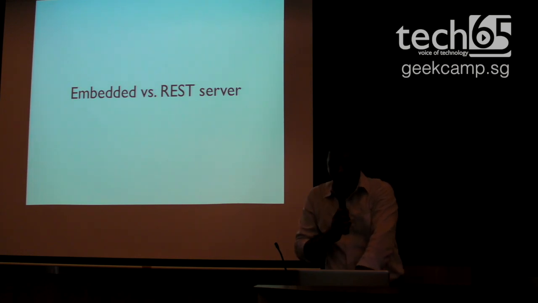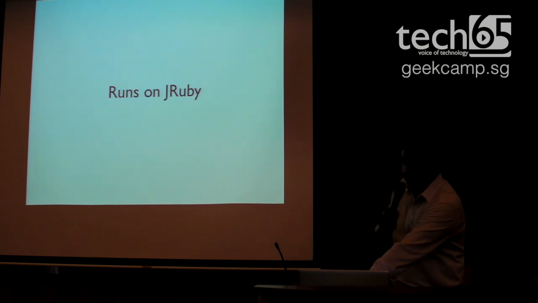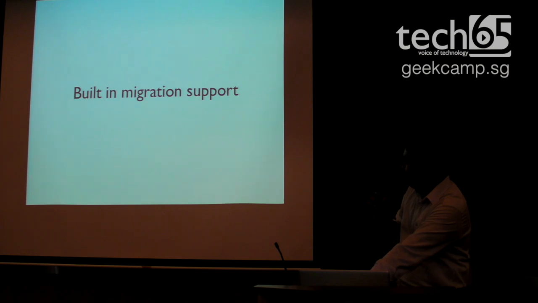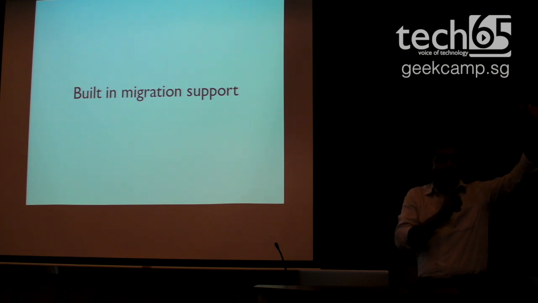So Neo4j.rb, the example that we just saw, runs on JRuby, and it builds on ActiveModel, as you may have noticed already. Won't really get into the Ruby specific stuff. Somebody asked a question about how you do migrations.